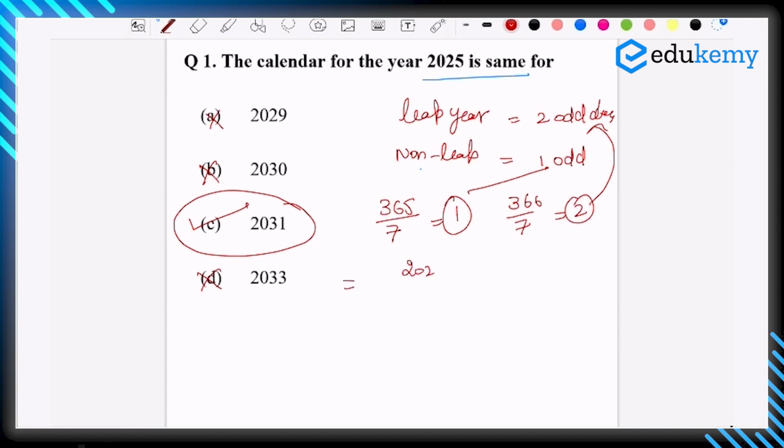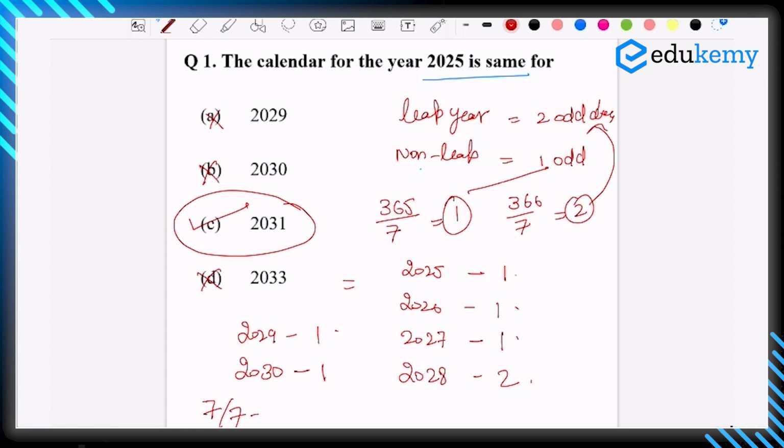From 2025, 1 odd day, it's non-leap year. 2026 is also a non-leap year, 1 odd day. 2027 is also a non-leap year, 1 odd day. 2028 is a leap year, so it's 2 odd days. Similarly, we can write the 2029 is a non-leap year, 1 odd day. 2030 will be a non-leap year, 1 odd day. If I'm adding 1, 1, 1, 2, 1, 1, I'm getting 7, the complete week, divided is 0.